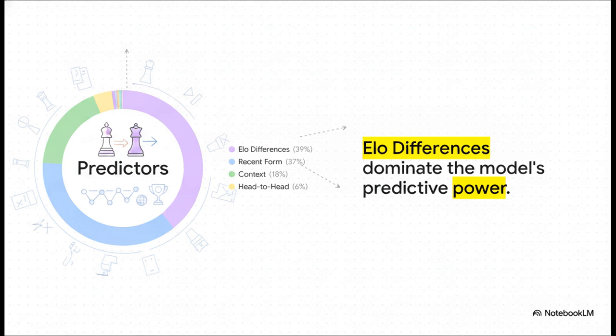Right on its heels is form at 37.4%, calculated over a rolling window of recent matches. Then, context and neutrality, like the importance of the match and playing at a neutral venue, still holds a solid 17.6%. And here is the kicker. Head-to-head records, whether Nation A beat Nation B 5 years ago, offers a tiny 5.9% of value. Mathematically speaking, historical direct duels are practically just statistical noise compared to current form.